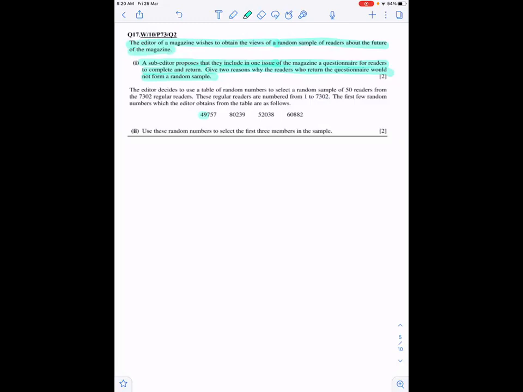So the first 4-digit number is 4975. Then you can take 7802. Then you can take 3952. Then you can take 0386. After that, you can take 882.